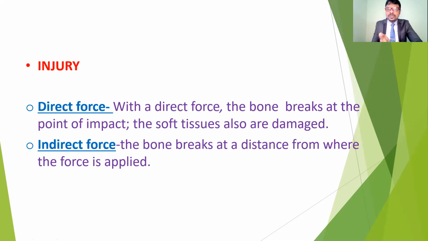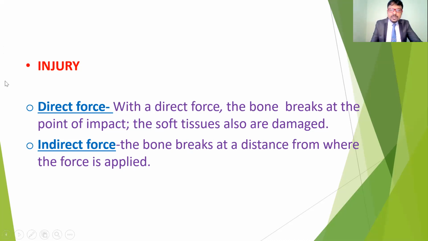Coming to the injury, this injury is going to be direct force and also indirect force. Because of the direct force, the bone breaks at the point of impact. For example, if anybody is hit here, they are going to get the fracture here. With direct force, the soft tissue is also going to be damaged. Or for example, if suddenly anybody falls on an outstretched hand, because of the direct force they are going to get a fracture at maybe the wrist joint, and they may get a Colles fracture. So this is the direct injury.